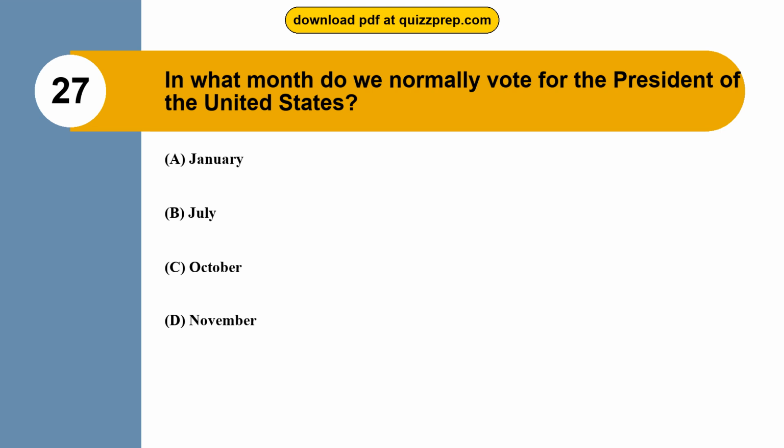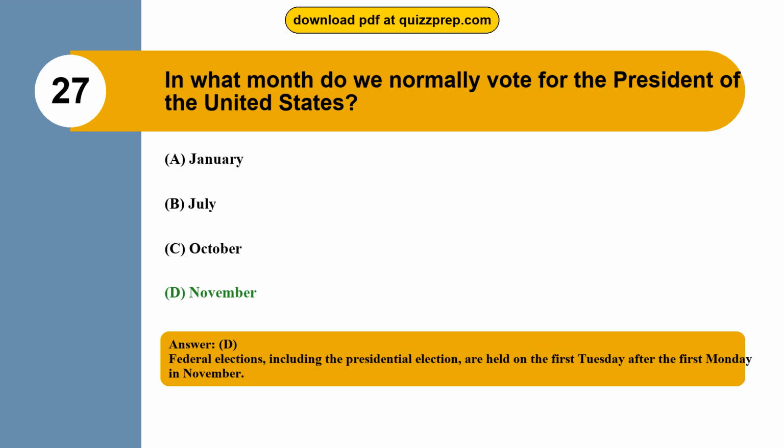Option A, January. Option B, July. Option C, October. Option D, November. The correct answer is option D, November. Federal elections, including the presidential election, are held on the first Tuesday after the first Monday in November.